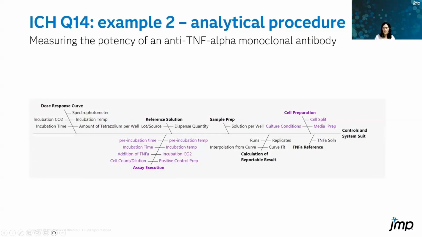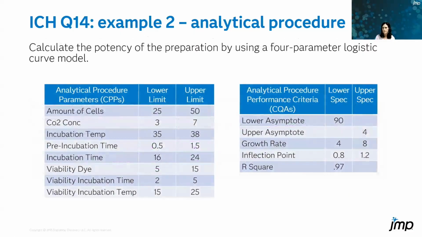So this is a reproduction of the Ishikawa diagram in the document. It shows the analytical procedure features that were considered during risk assessment. The parts of the process we will consider in this example are colored in purple. They are the assay execution and the cell preparation. In this example, we want to calculate the potency of the preparation by using a 4-parameter logistic curve model. On the left, we have the analytical procedure parameters focusing on the cell prep and assay execution. These are our CPPs, or critical process parameters.